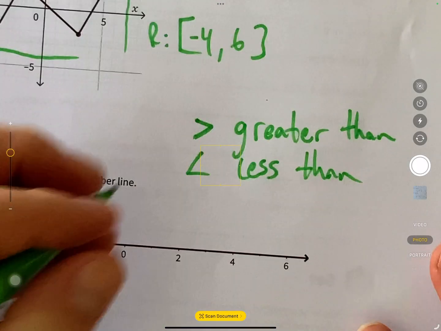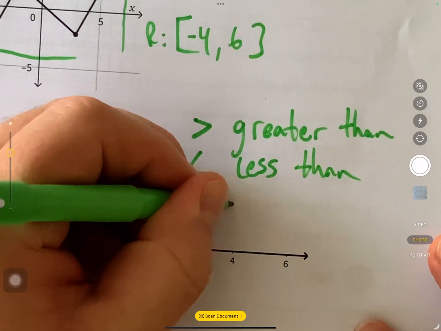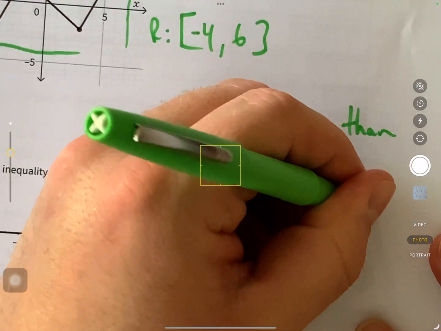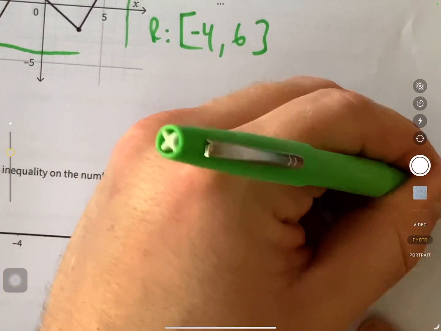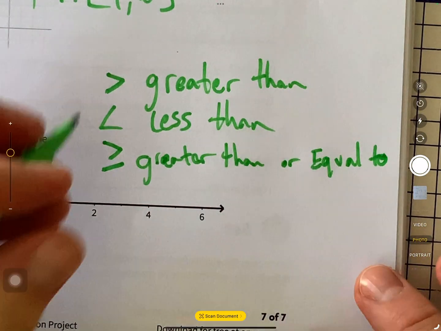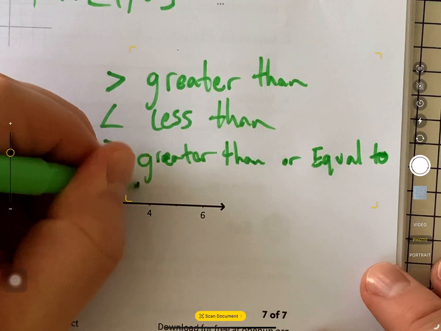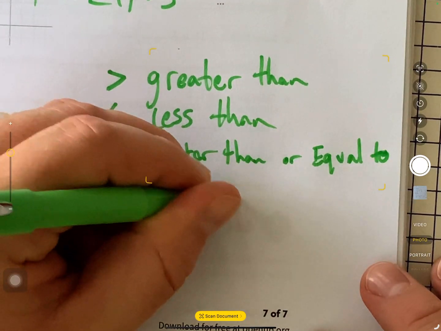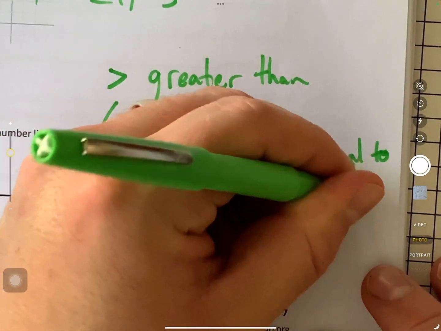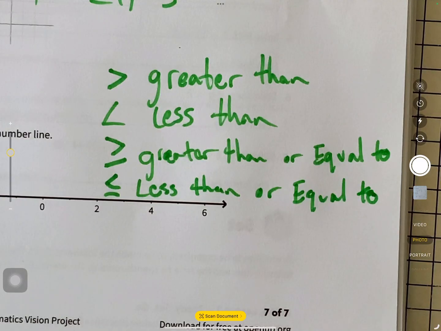Okay, and we'll write 2 more. We're going to write greater than or equal to, greater than or equal to, and then less than or equal to. So you can pause right here if you need to get that still.